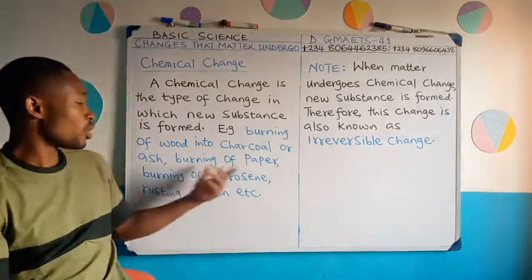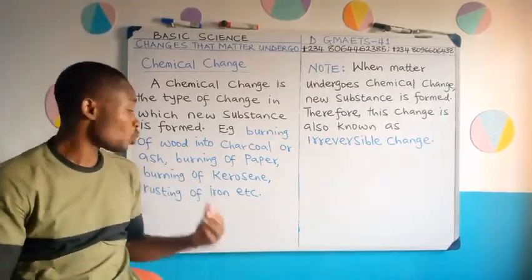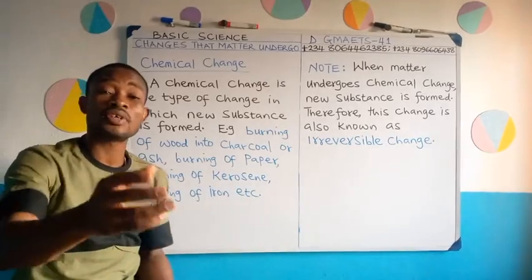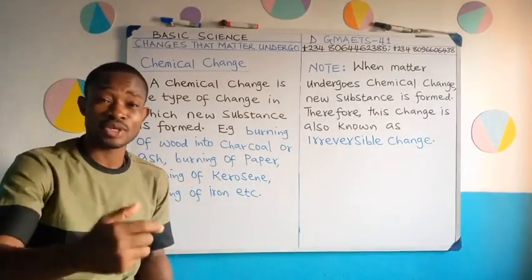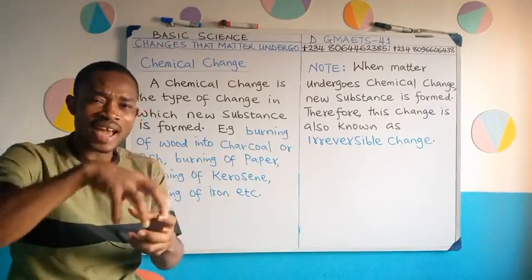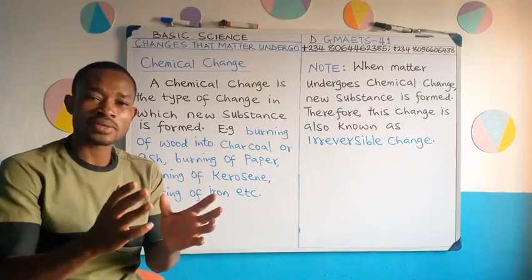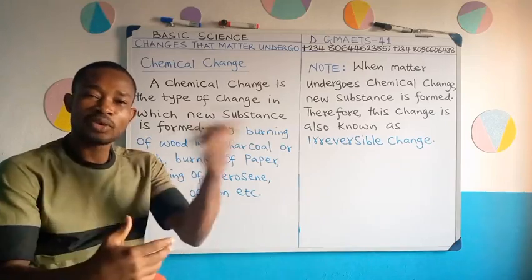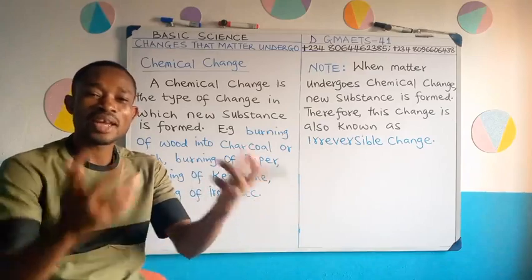Alright, another example is burning of paper. It's a chemical change. What about burning of kerosene or even burning of gas, like the gas we use at home for cooking? You've heard of a gas cooker, right? In the gas cylinder, you have your gas. Either you or your parents always go to fill the gas. Now let me ask you a question.